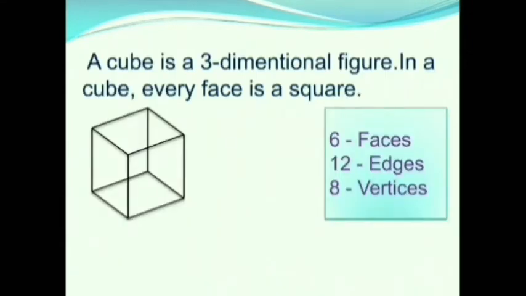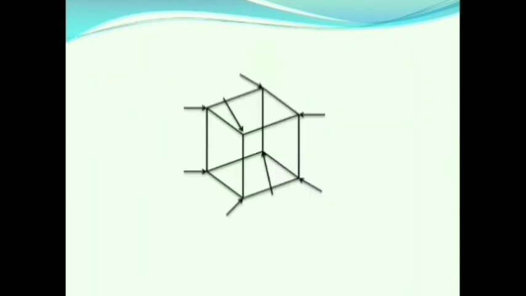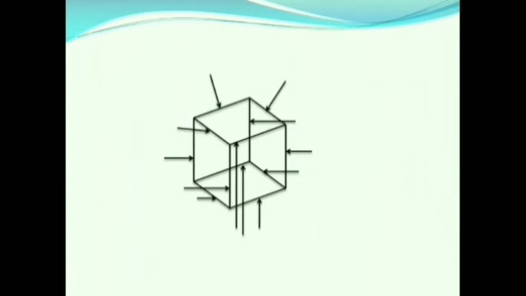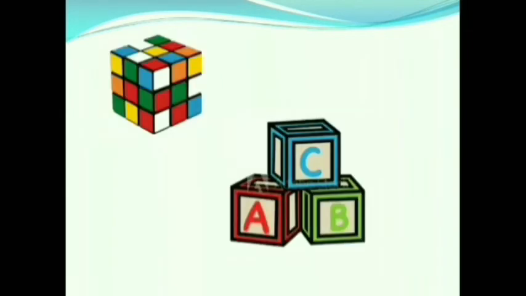Now we will learn about the cube. A cube is a three-dimensional figure. In a cube, every face is a square. It has 6 faces, 12 edges, 8 vertices. See children, the arrow marks in this picture show all the vertices of the cube. See children, the arrow marks in this picture show all the edges of the cube.